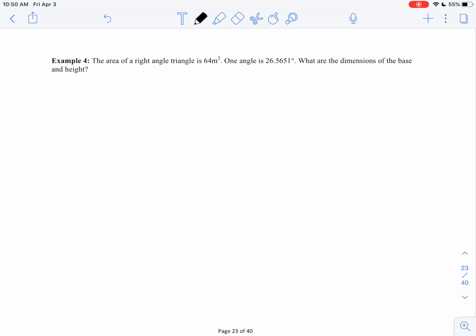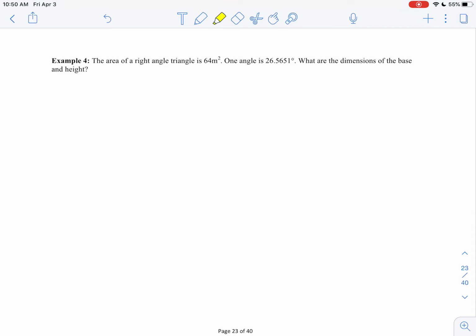So if you want to pause the video, go ahead, try this problem out, and then just fast forward to the answer and make sure you've got the same answer as me. The area of a right angle triangle is 64 meters squared. One angle is 26 and a bit. What are the dimensions of the base and the height?